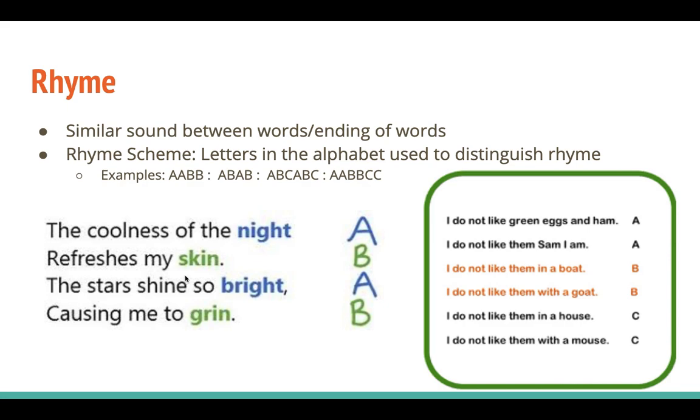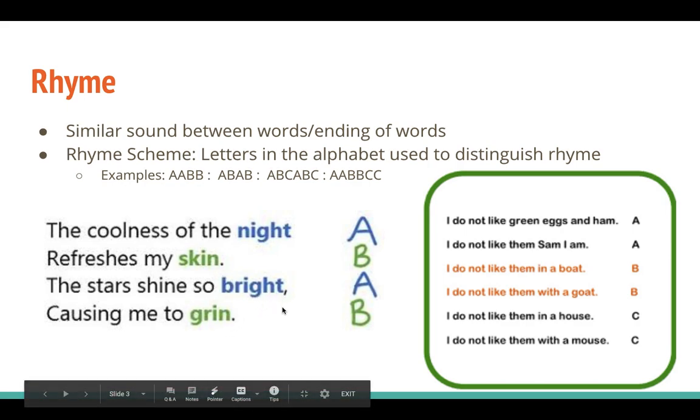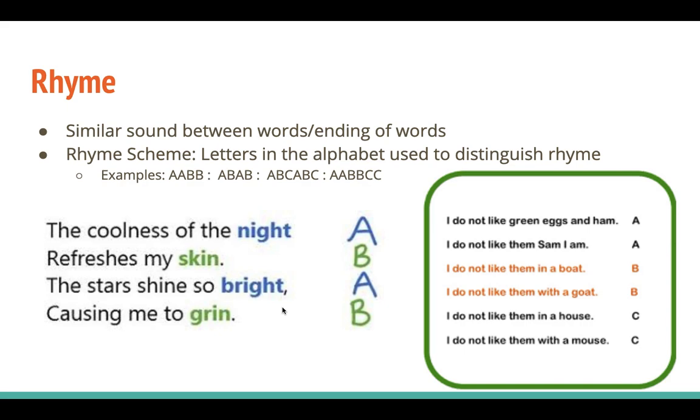Let's look at this little poem right here. The coolness of the night refreshes my skin. The stars shine so bright, causing me to grin. Now you could be saying, Miss Clement, why did you not read it line by line? That is wrong. In poetry, you read until the punctuation, then you take a little break. But we're talking about rhyme scheme here.